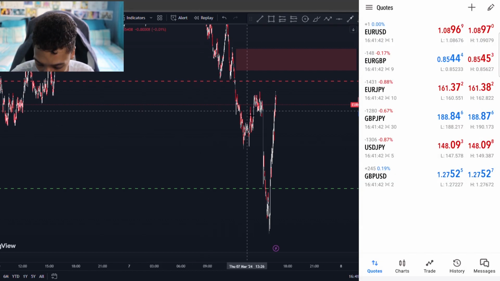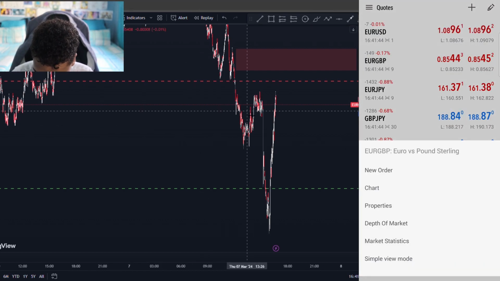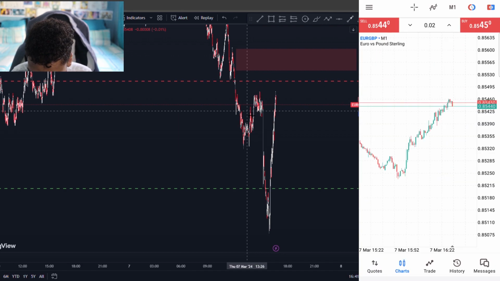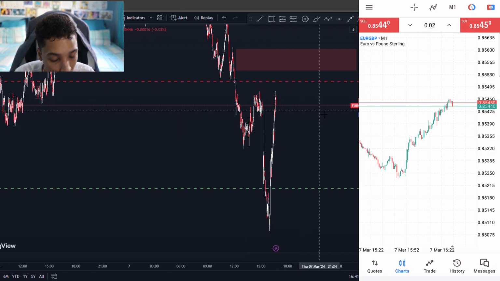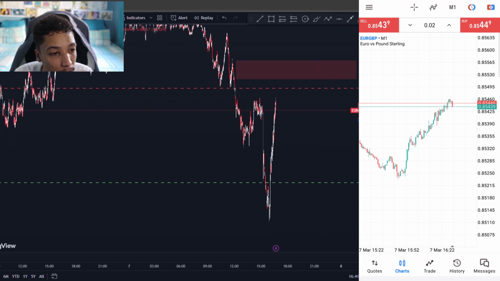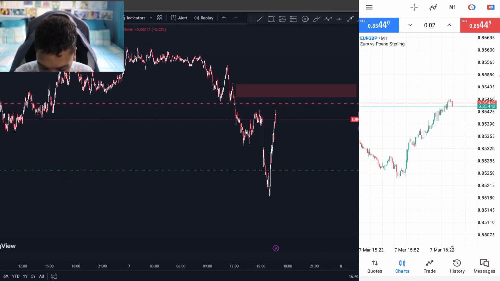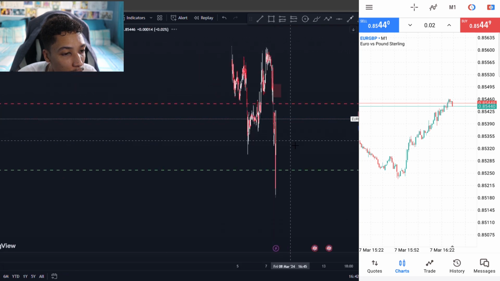Here we go. Euro pound. Get into the chart. You can check the chart out, check it on both sides. This is the 1 minute, and this is the 5 minute.